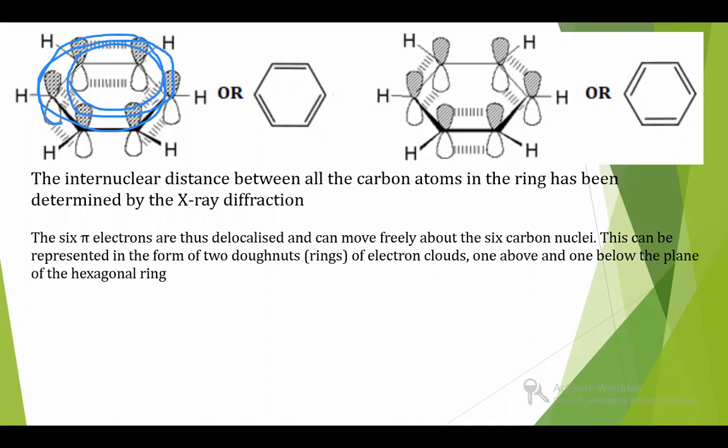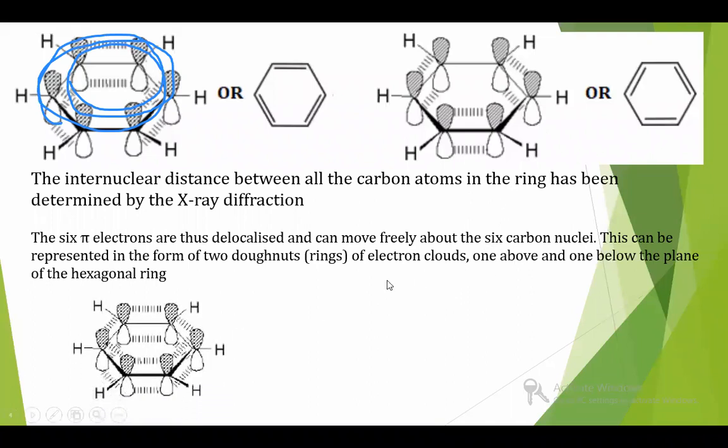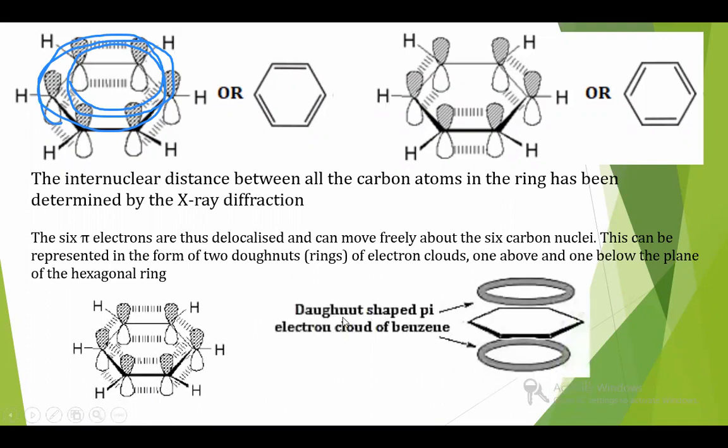This can be represented in the form of two doughnut-shaped rings, or two electron clouds, one above and one below. In the same structure I have written here, the doughnut-shaped, ring-shaped pi cloud lies above as well as below the benzene.